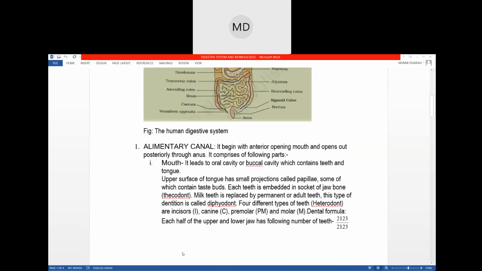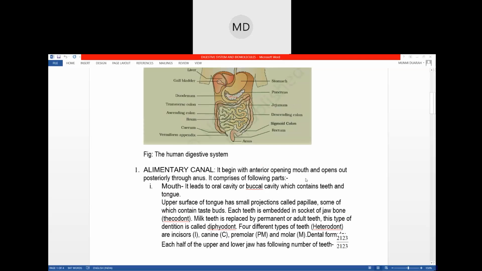We will discuss this dental formula. There is a dental formula, where this is considered the upper jaw and this is considered the lower jaw. We will discuss this dental formula next class.